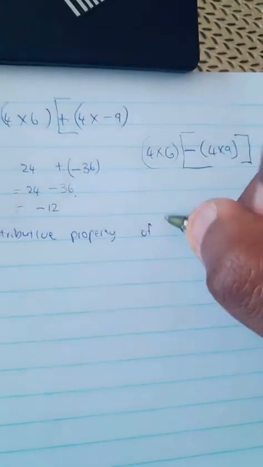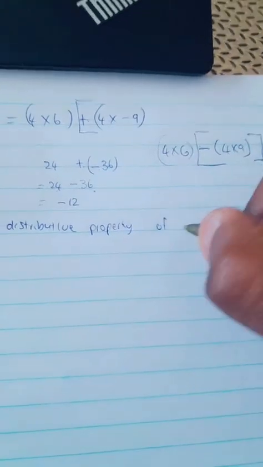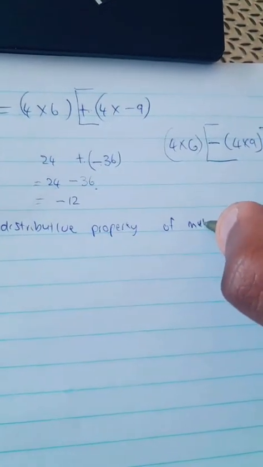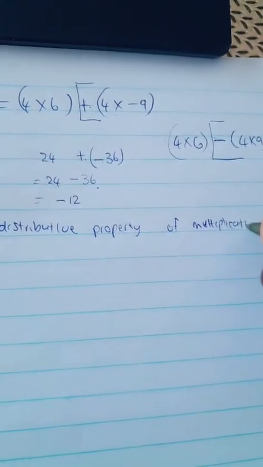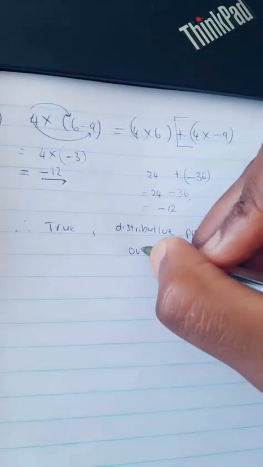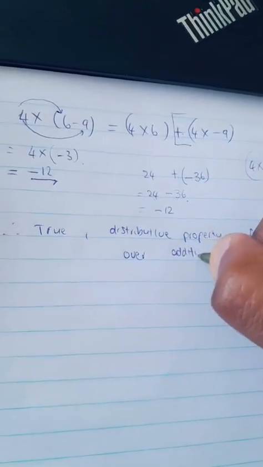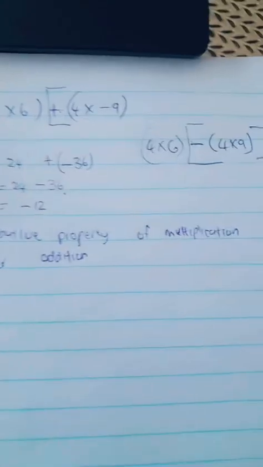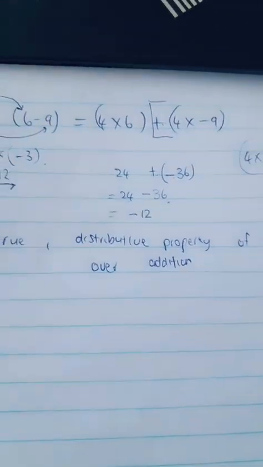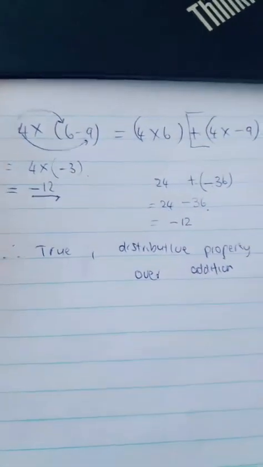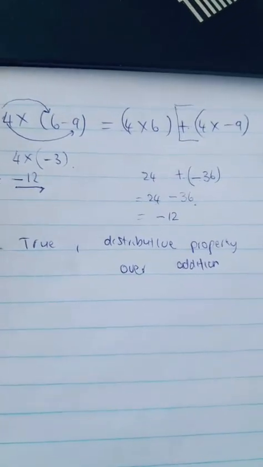of multiplication. It's still over addition, but just with a bit of a twist. Okay, right. So let's make sure we check our statements before we conclude. All right.